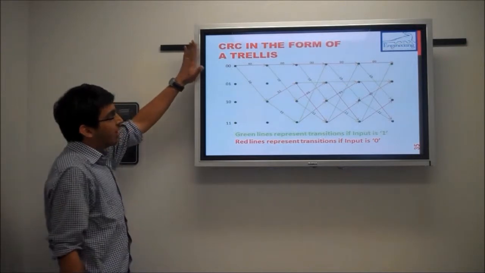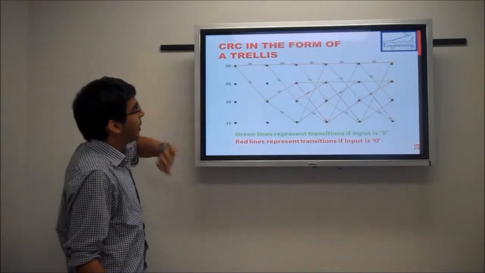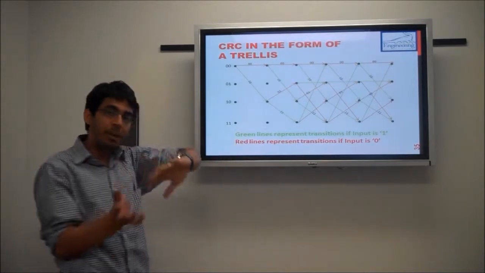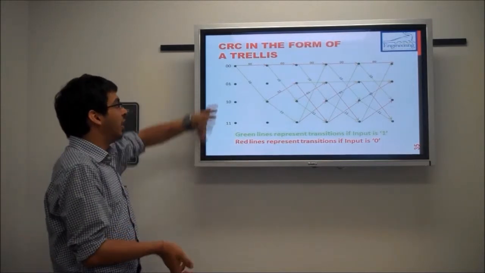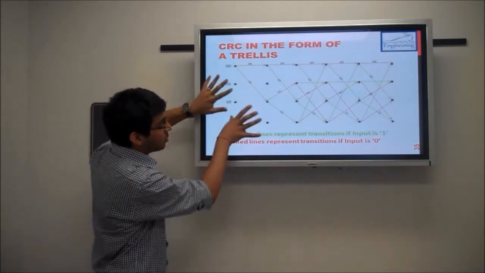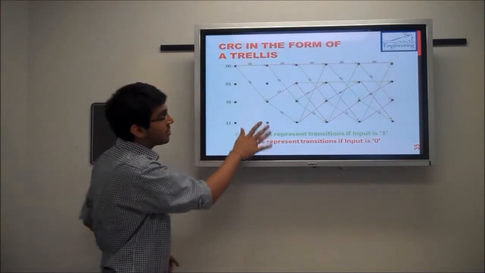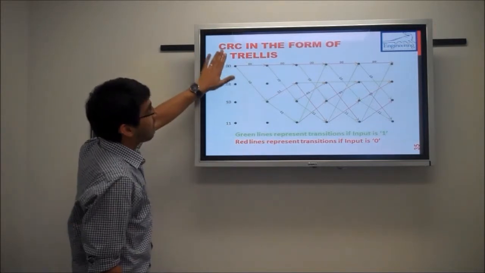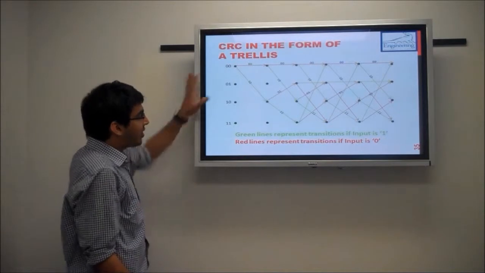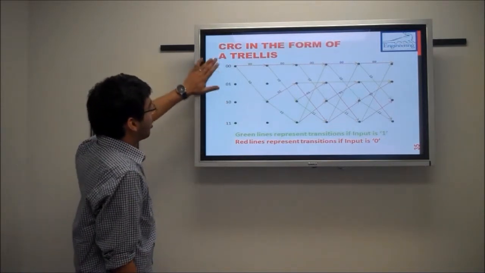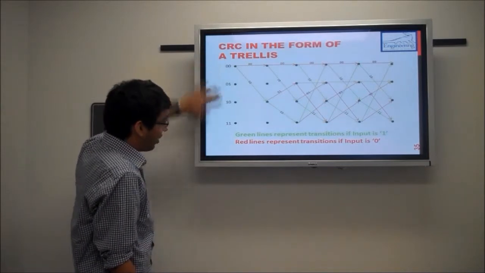So now let's take a look at the implementation of the CRC in terms of a trellis. Now the good thing is you can implement the cyclic redundancy check in terms of a trellis, which means that you can represent the CRC in terms of a trellis diagram. Now this is the basis of this project, where we design a trellis diagram for the CRC that we are using. So here is an example trellis diagram for a CRC with a polynomial order 2. So it will essentially have 4 different states.